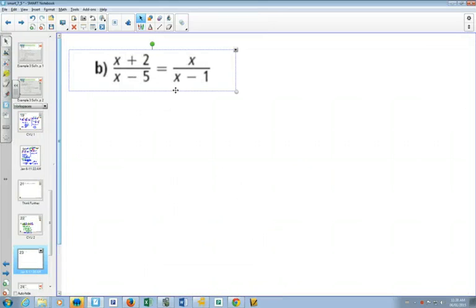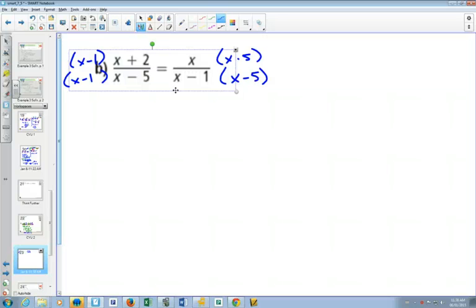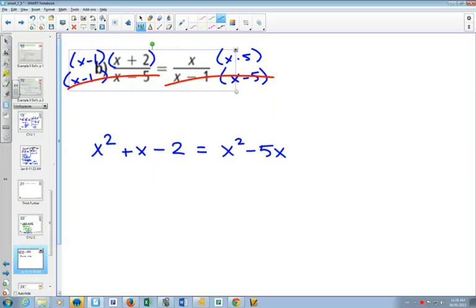So for part B, again, I'm going to show getting the common denominator. And then you can see why when these cancel out, because if you would multiply both sides by x minus 1, x minus 5, you can see that this is one where cross multiplication makes the most sense. And here on the top, I have to FOIL it out. X squared plus x minus 2. And here I'd have to distribute x squared minus 5x.